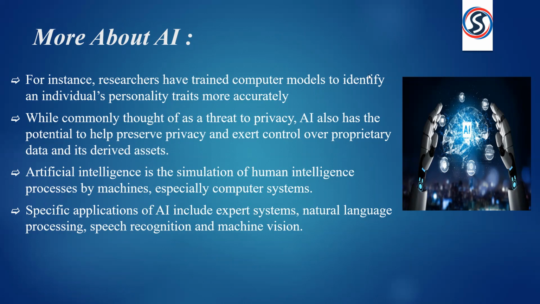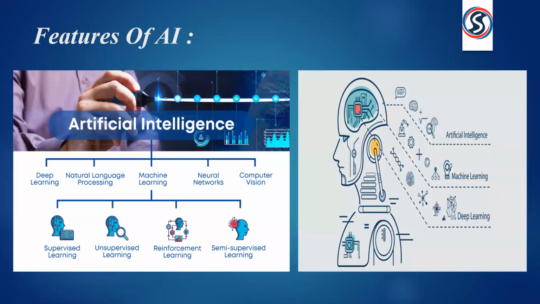And the specific applications of AI, including expert systems, natural language processing, speech recognition, machine vision. All these things I have told you recently. After that, we have the features of AI. If we talk about the complete features of AI, then we have deep learning, natural language processing, machine learning, neural networks, and computer vision.